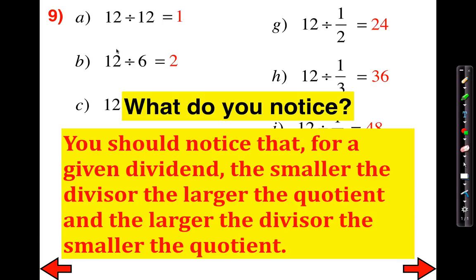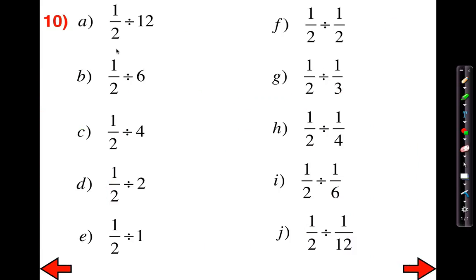Kind of think of it as I have pizza. The less people I have to divide it with, the bigger the piece I get. The more people I have to divide it with, the smaller the piece I get. Okay, so now let's take a look at number 10 and continue on.